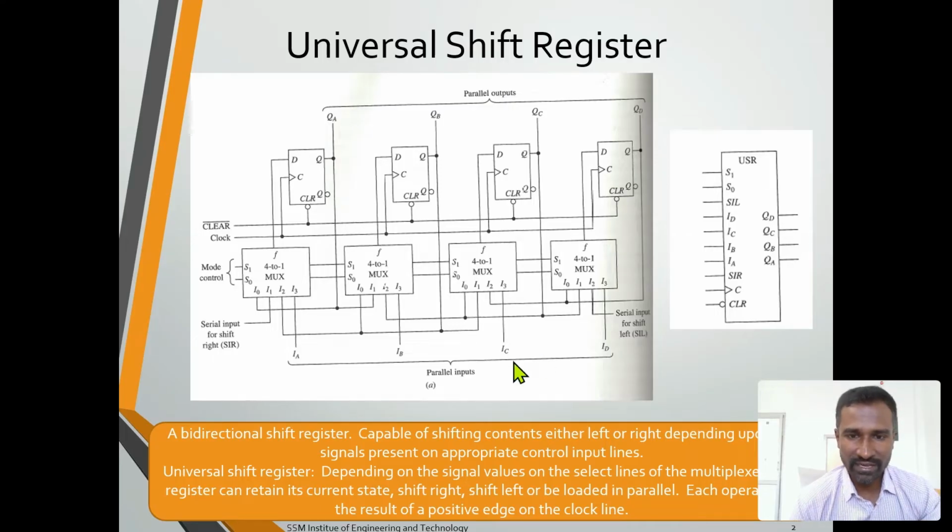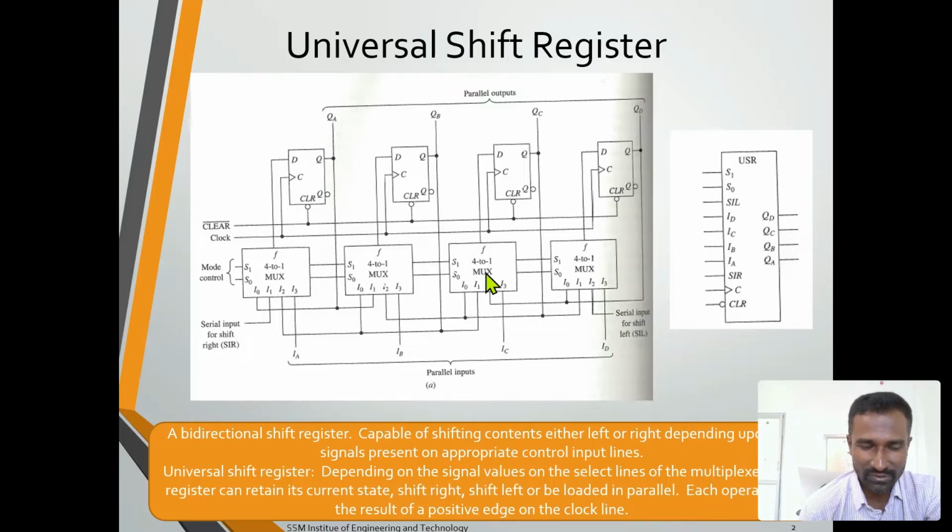So this is the meaning. In that, I1, I2, and I3 represent the parallel bit input, and I0 was connected here, to the output of the flip flop, and connected to the next multiplexer input.